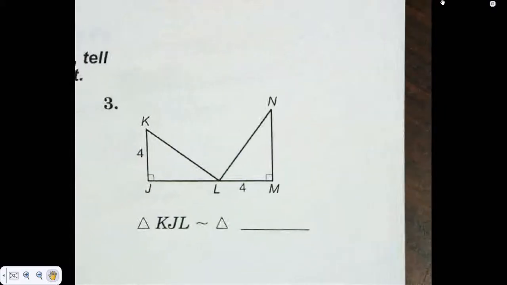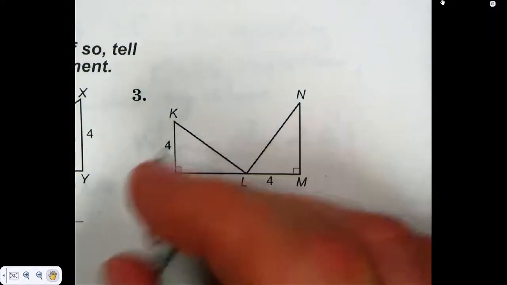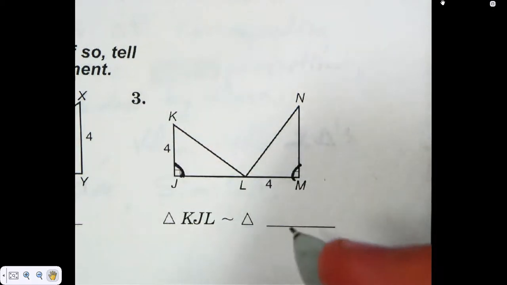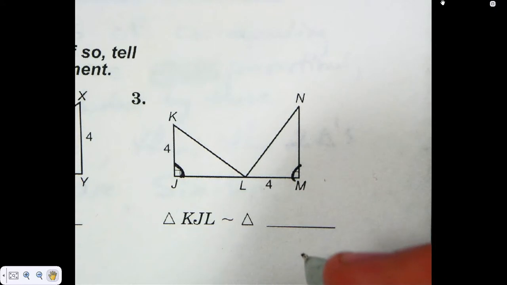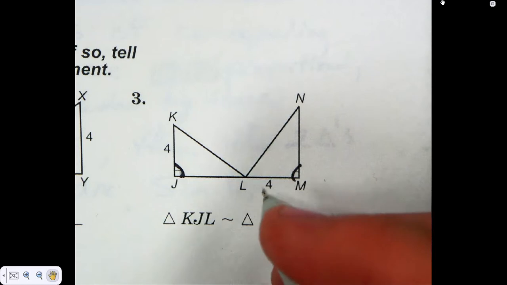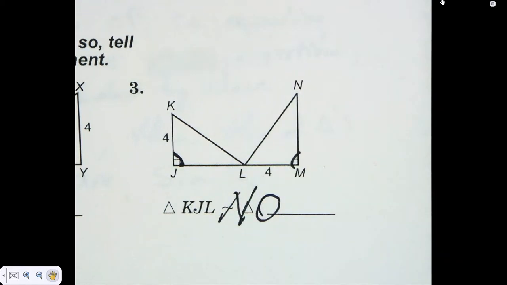Number 3, well, they've given me 2 angles congruent here, haven't they? They've given me 2 sides. They haven't told me anything else. So to me, no, these are not similar. They have not given me enough information.